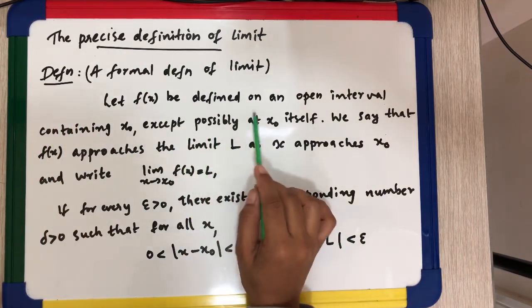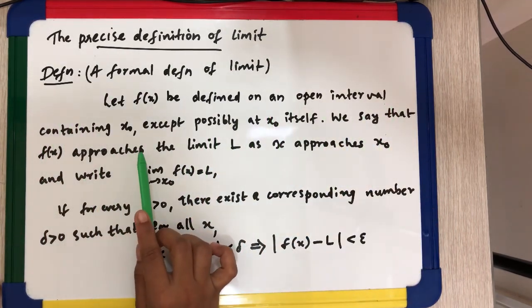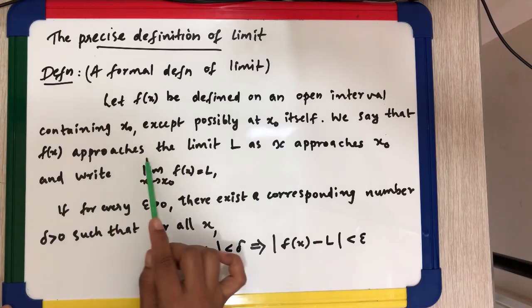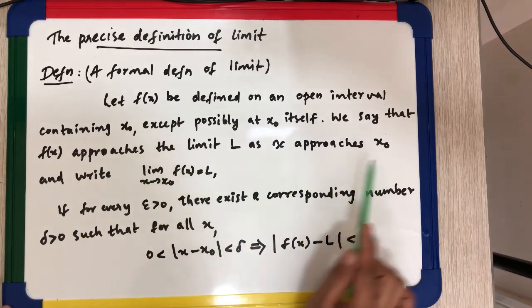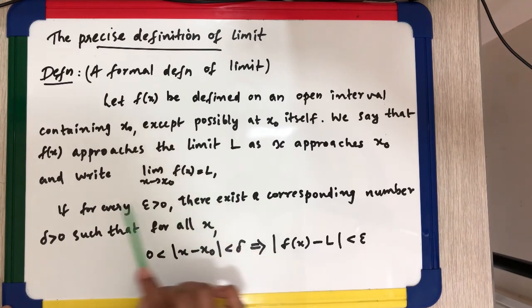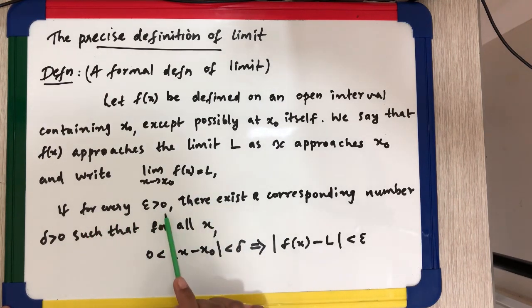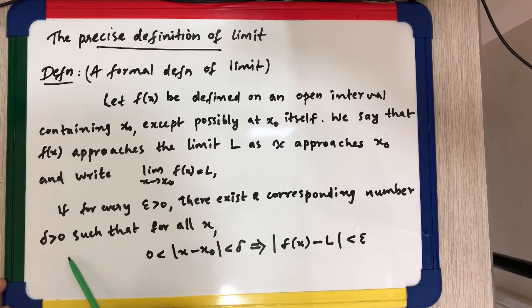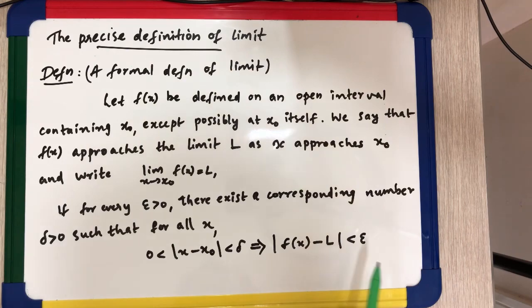Let f of x be defined on an open interval containing x0, except possibly at x0 itself. We say that f of x approaches the limit L as x approaches x0, and write limit as x tends to x0 of f of x is equal to L, if for every epsilon greater than 0 there exists a corresponding number delta greater than 0 such that for all x, 0 less than mod x minus x0 less than delta implies mod f of x minus L less than epsilon.